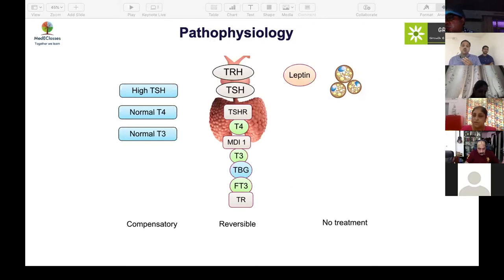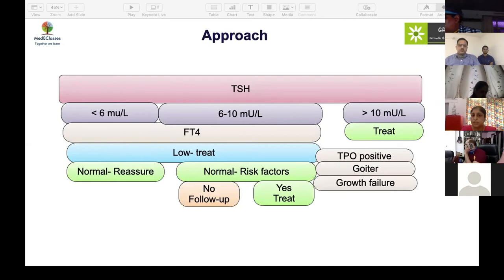If the levels are more than 10, then only you have to worry. If it is between 6 to 10, you have to think that the increase in the level of TSH is because of obesity, and it's not the cause of hypothyroidism. So I would like to just reassure the parents.